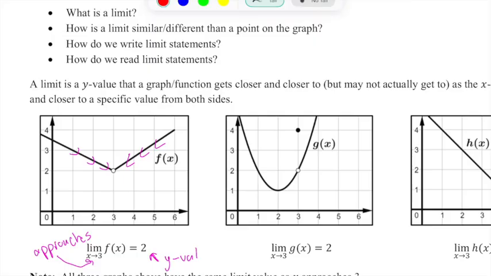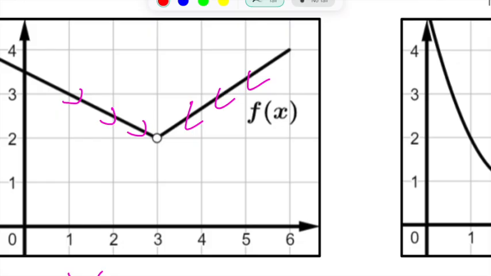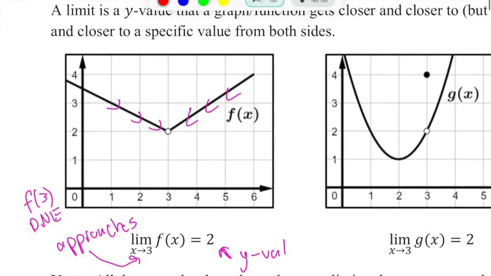Now notice that we are not defined at 3, like the value at 3 is undefined because it's an open dot. But that does not matter. We're just looking as we get infinitely close to that value of 3. So when we zoom in, and we keep zooming in and we get closer and closer to the value of 2, we don't actually care what it equals at 3. We're just looking at what it approaches.